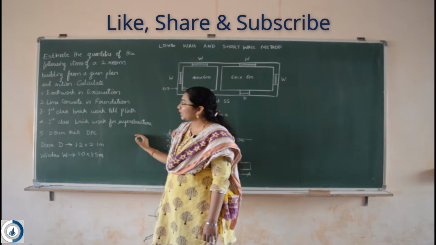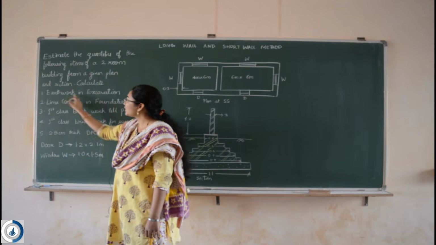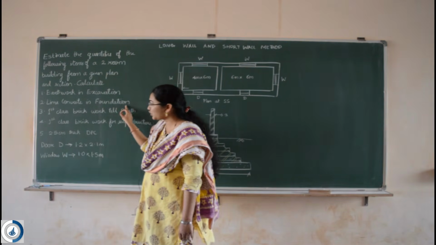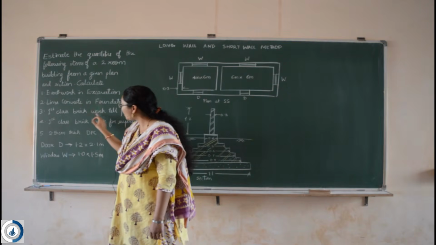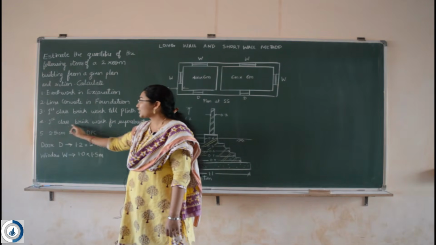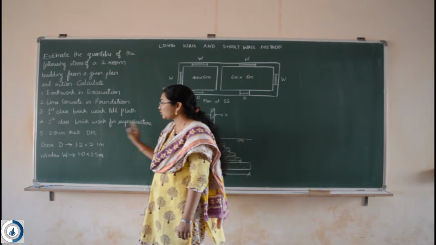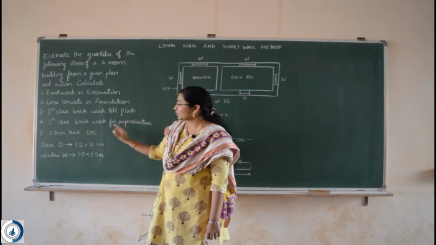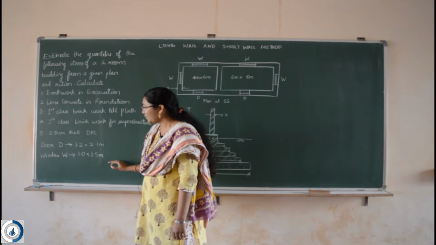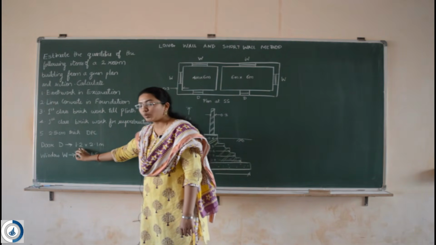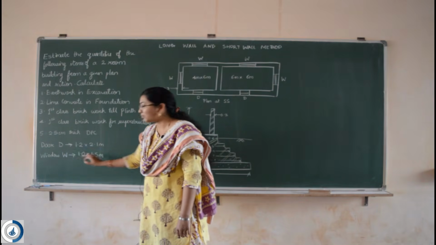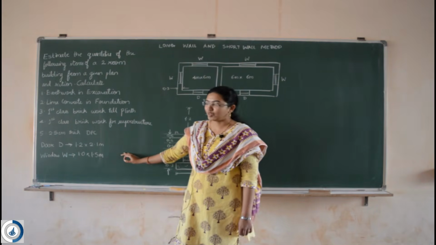So what all we have to calculate? The first one, earthwork in excavation, then lime concrete in foundation, first class brickwork till the plinth, first class brickwork for superstructure and 2.5 centimeter thick DPC. The door and window sizes have been given. The door size is 1.2 meter by 2.1 meter and the window size given is 1 meter by 1.5 meter.